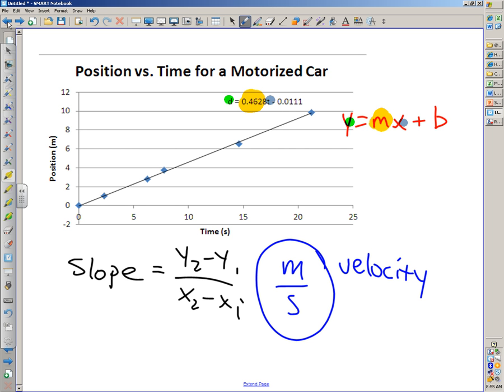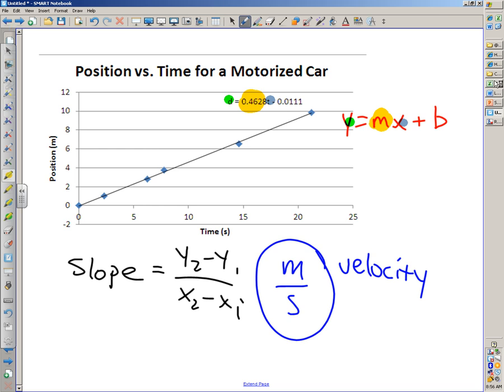Why does the car graph have to look like this? Because it wasn't accelerating. What did we say about the velocity of the car? It was what? Constant. Meaning, what has to be constant on this graph? The slope has to be constant. What does a graph with a constant slope look like? A straight line.